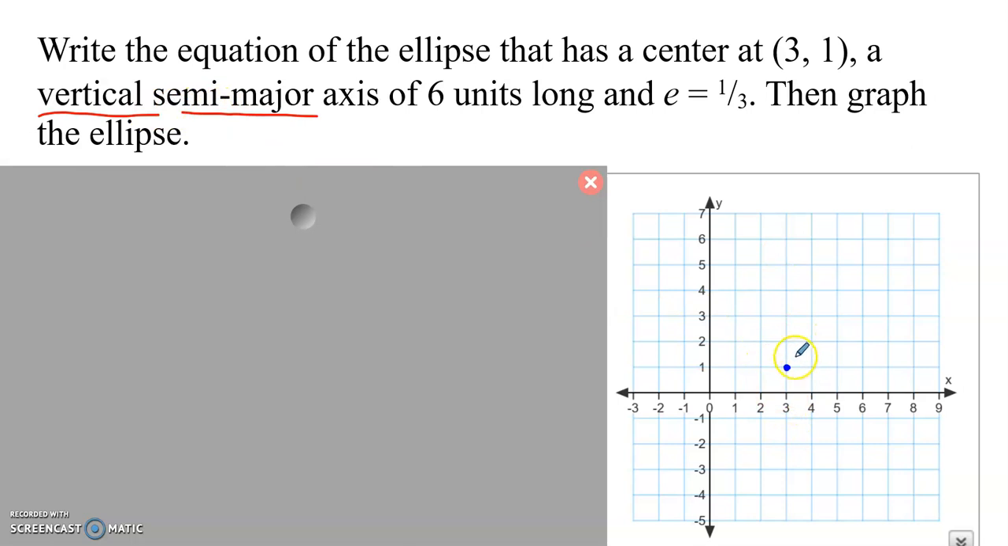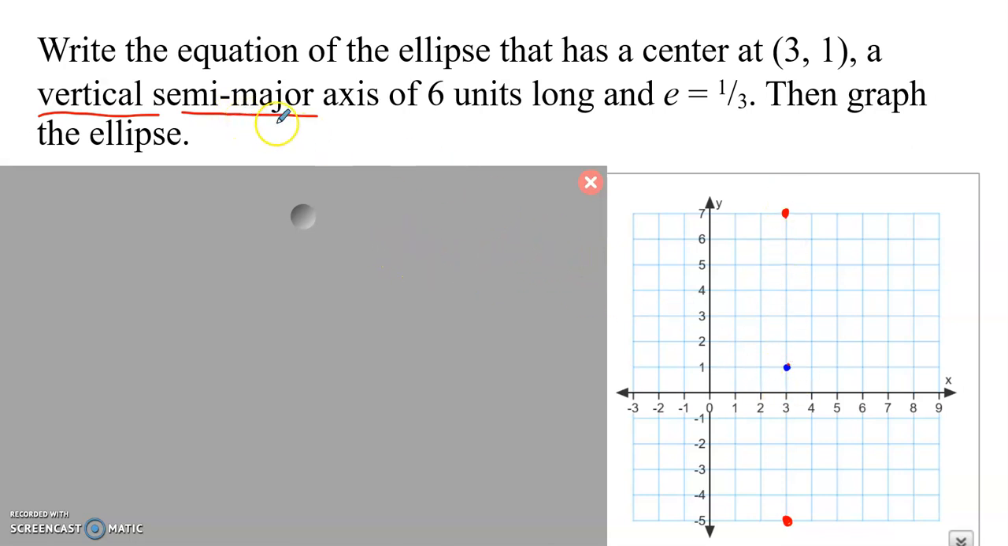Semi-major axis means half the major axis, so this is going to be in the middle, which means 1, 2, 3, 4, 5, 6 units above and 6 units below. Those right there will be the endpoints of my major axis. So the major axis is 12 units, semi-major axis is 6. So that's what I know, but I don't really know how far it's stretched out horizontally at all. And that's where this eccentricity number becomes helpful.